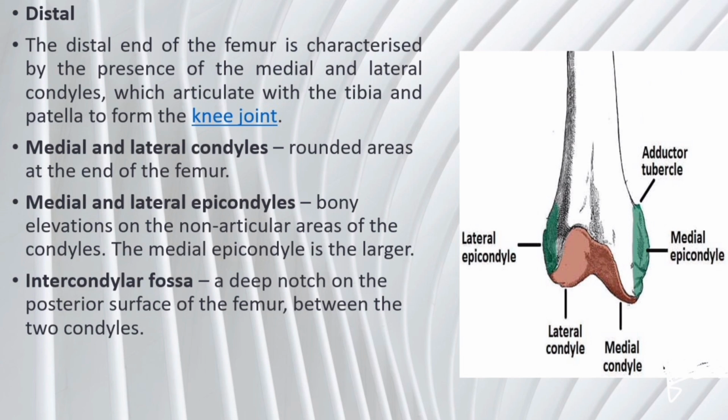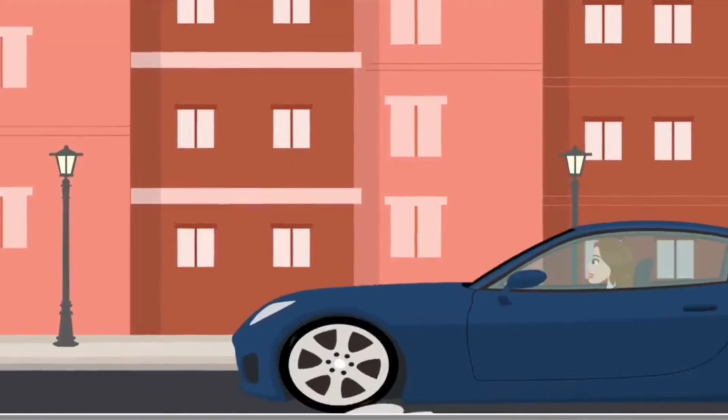Intercondylar fossa, a deep notch on the posterior surface of the femur, between the two condyles. It contains two facets for attachment of intracapsular knee ligaments. The anterior cruciate ligament (ACL) attaches to the medial aspect of the lateral condyle and the posterior cruciate ligament (PCL) to the lateral aspect of the medial condyle.